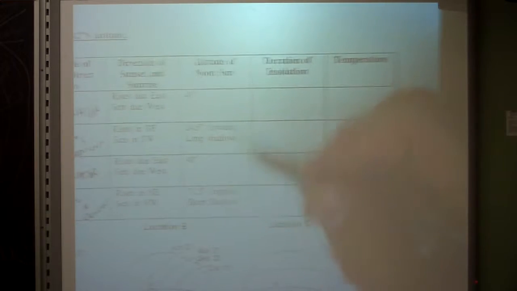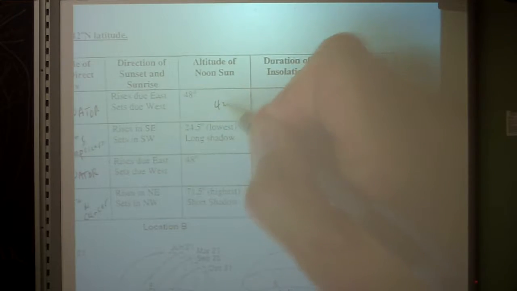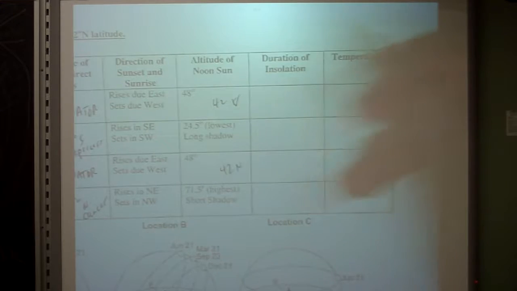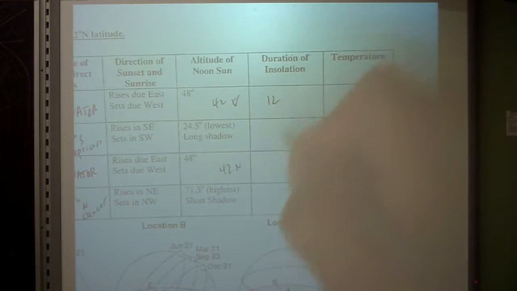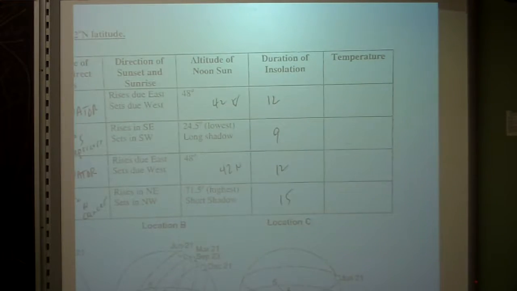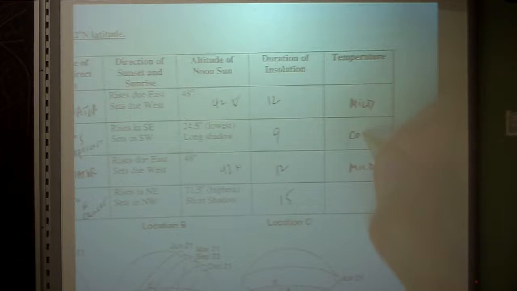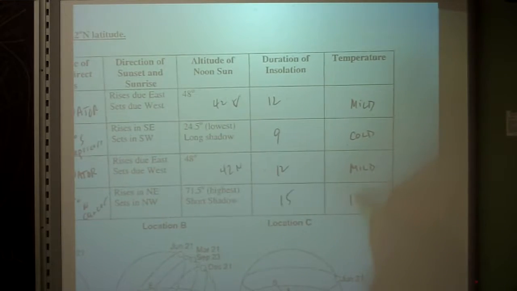Altitude of the noon sun, 48. Hour longitude is 42. It kind of adds up to 90 if you notice that. Okay, duration of insolation, 12 hours for the equinoxes. Winter, 9. Summer, 15. Temperature, mild. Winter, cold, and hot. Okay.